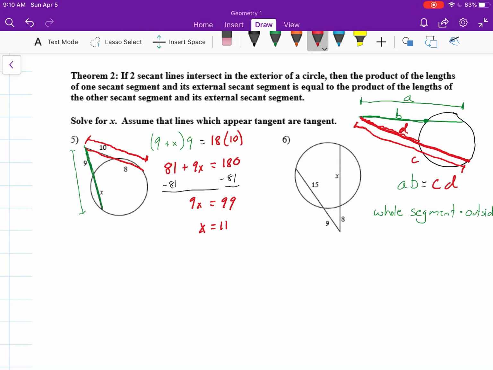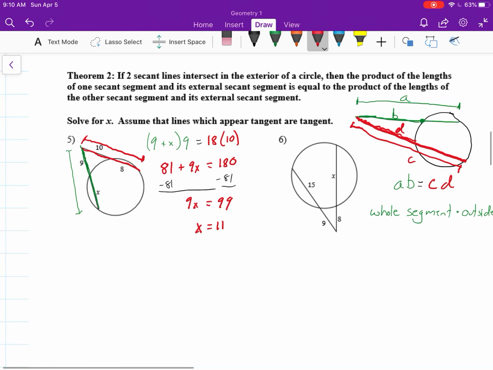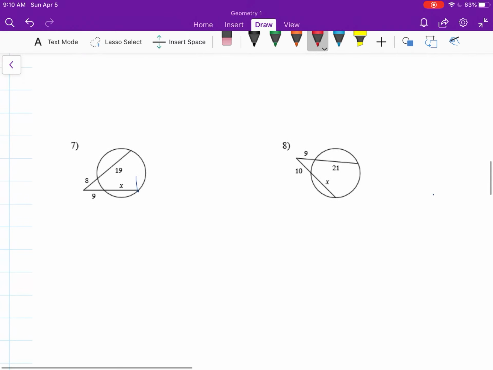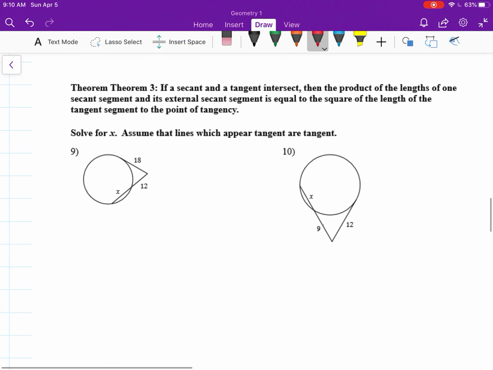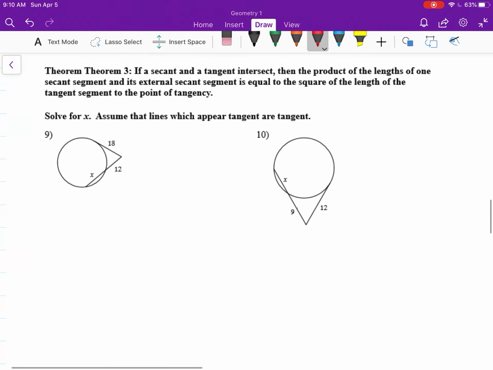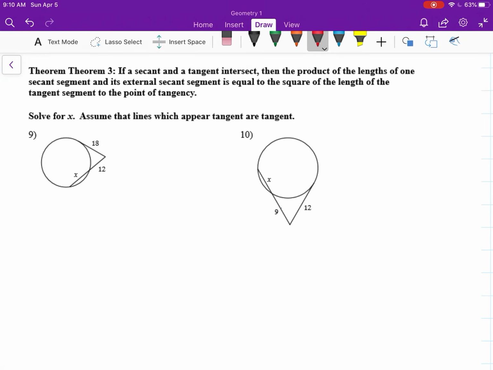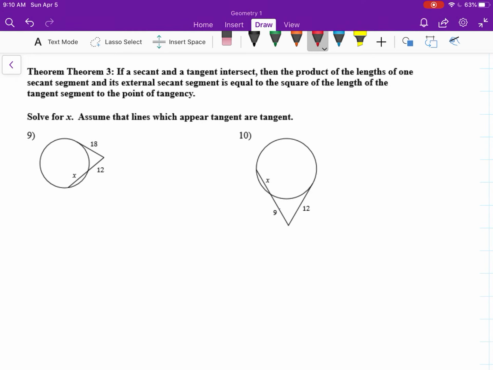So a little bit different, maybe a little bit harder to remember, but whole segment times the outside part equals whole segment times the outside part. The last theorem actually still fits this. It's going to look a little different, but it still fits this, and I'll show you that in a minute. This whole segment times the outside part. So if a secant segment and a tangent intersect, well, a tangent never goes inside the circle, so they have to intersect somewhere outside the circle.